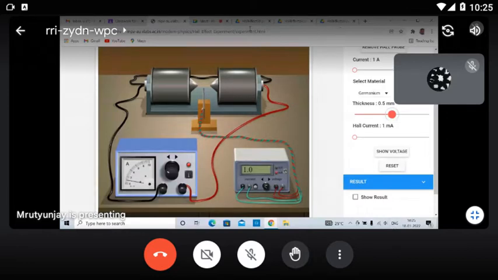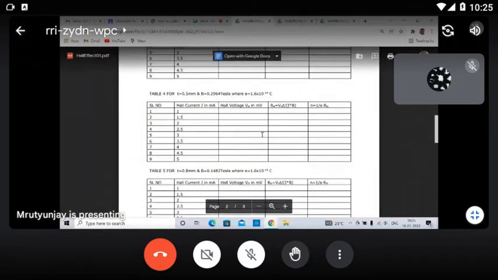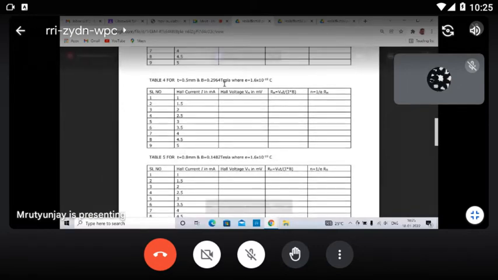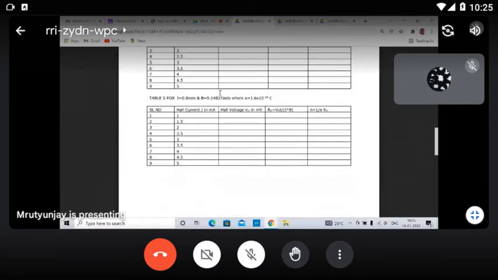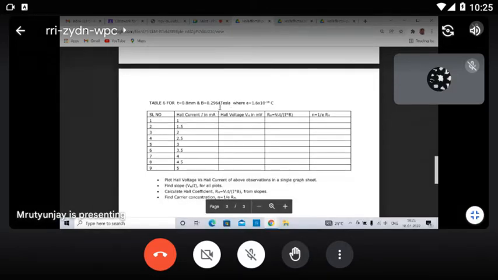That is table 3 over, then go to table 4. Okay, 0.5 and 2.2964. Then for table 5, that is 0.8 mm and 1 ampere current. Okay, that is the first table for 0.148 Tesla. Then make the current 2 ampere and thickness 0.8 mm.